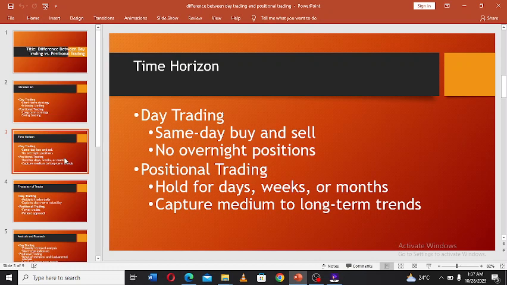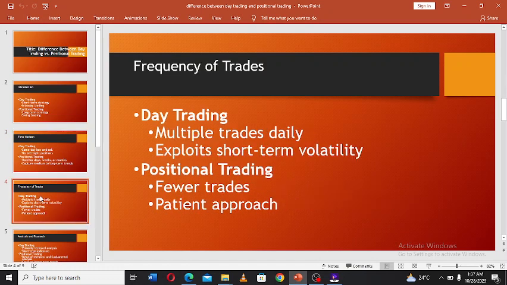Moving to frequency of trading, how often they enter trades. Day traders can enter trades multiple times a day, sitting down on their laptop, using indicators, fundamental analysis, and maybe price action, just to grab the short-term volatility moves in the market. They can be on the laptop clicking buy and sell, just to exploit short-term volatility.